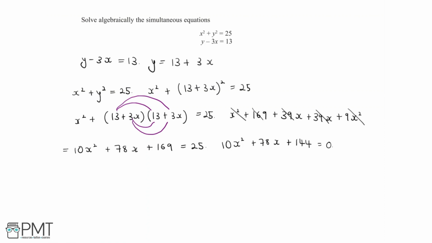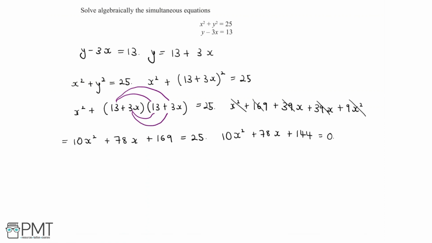So now we can factorize this equation. When we factorize 10x squared plus 78x plus 144 equals 0, we're left with (5x plus 24) multiplied by (x plus 3) equals 0. And we can solve these separately. So we have 5x plus 24 equals 0. We can now say that 5x equals minus 24 when we take away 24 from both sides. So x is equal to minus 24 divided by 5.